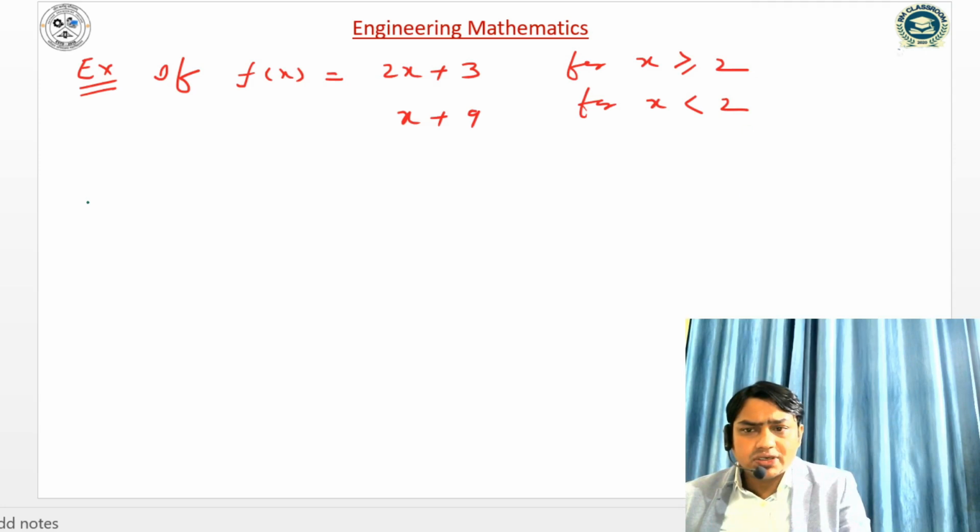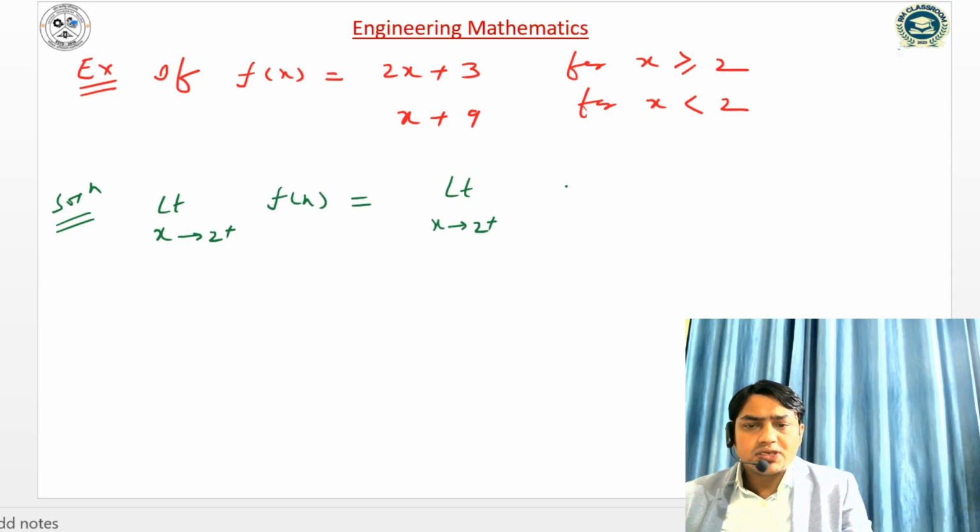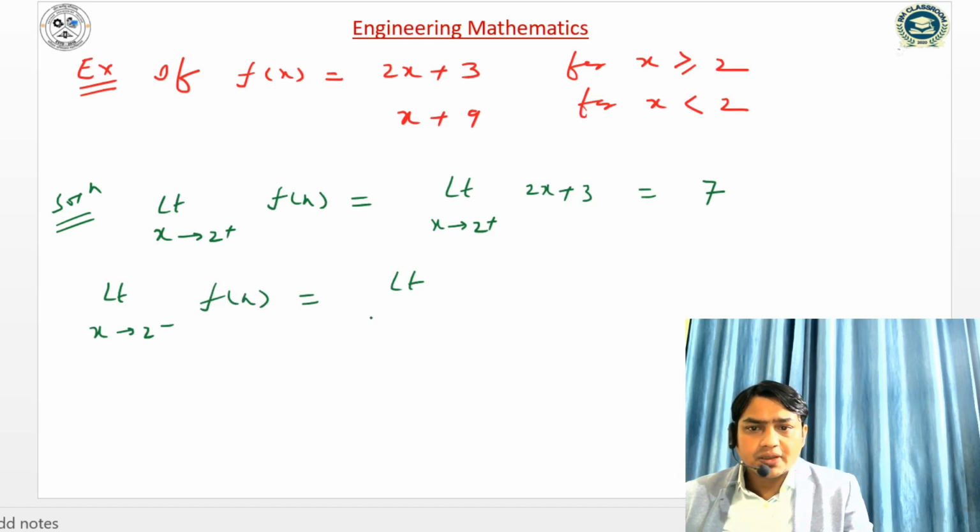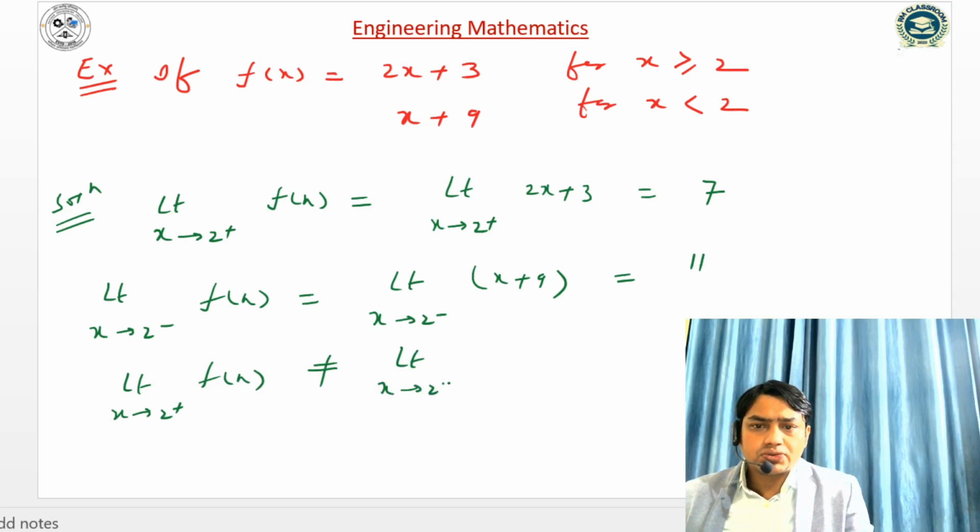So let us check. Limit x tends to 2 plus of f(x): for x greater than or equal to 2 the function is 2x plus 3, so it will be 2 times 2 plus 3, that is 7. Similarly, limit x tends to 2 minus of f(x): we can write x plus 9, so it will be 11. So here we can see that limit x tends to 2 plus of f(x) is not equal to limit x tends to 2 minus of f(x). So the limit of the function does not exist.